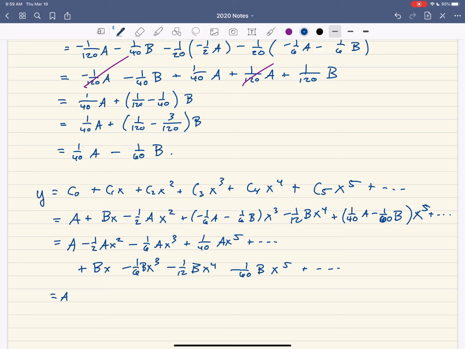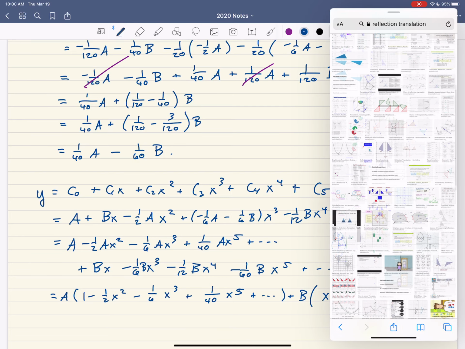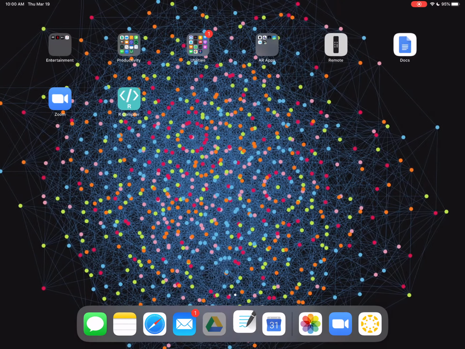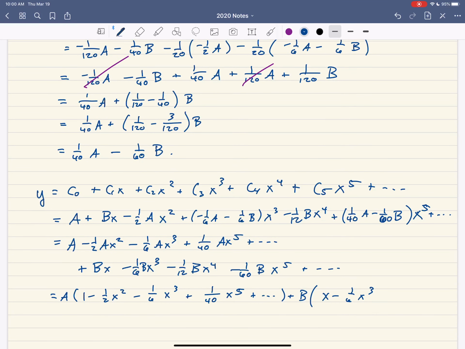And so again, you can write this as a times 1 minus 1/2 x squared minus 1/6 x cubed plus 1/40 x to the fifth, and so on, plus b times the quantity x minus 1/6 x cubed minus 1/12 x to the fourth minus 1/60 x to the fifth, and so on.